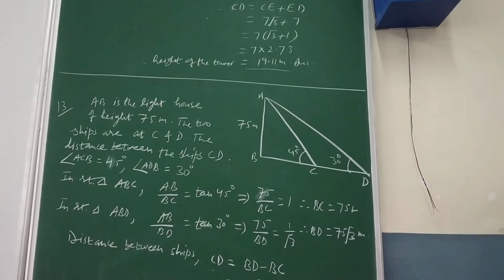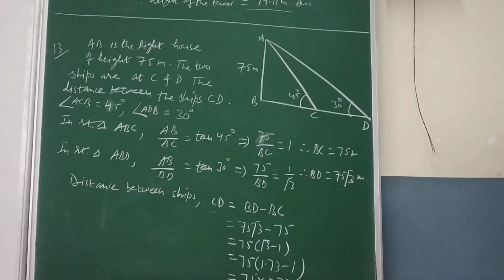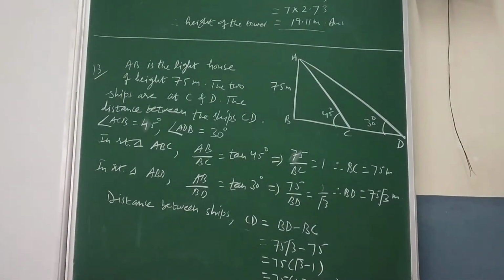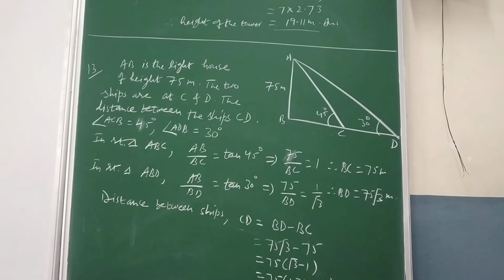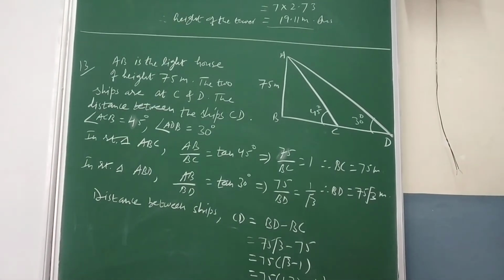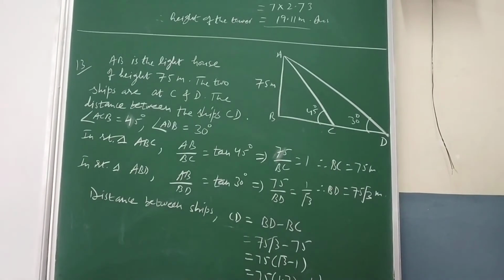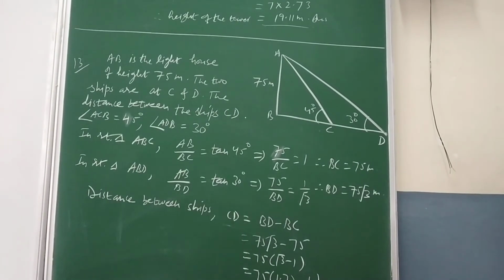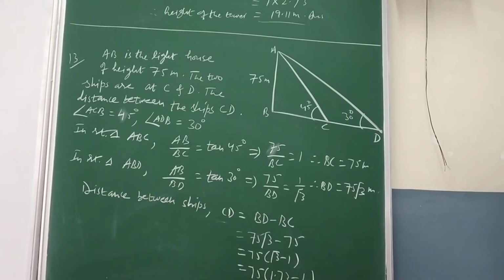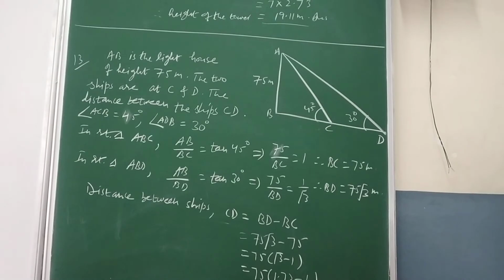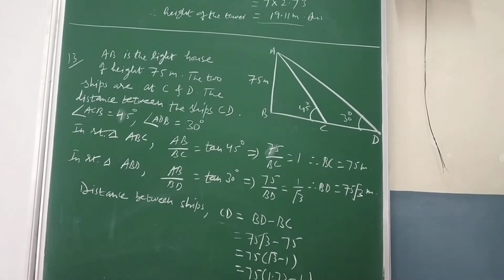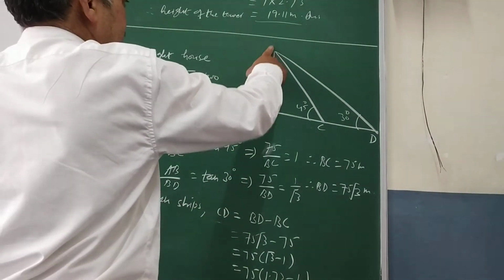Then in question number 13, the statement is, as observed from the top of a 75-meter high lighthouse from the sea level, the angle of depression of two ships are 30 degree and 45 degree. If one ship is exactly behind the other on the same side of the lighthouse, find the distance between the two ships. Now remember that the observer somewhere is here at A.